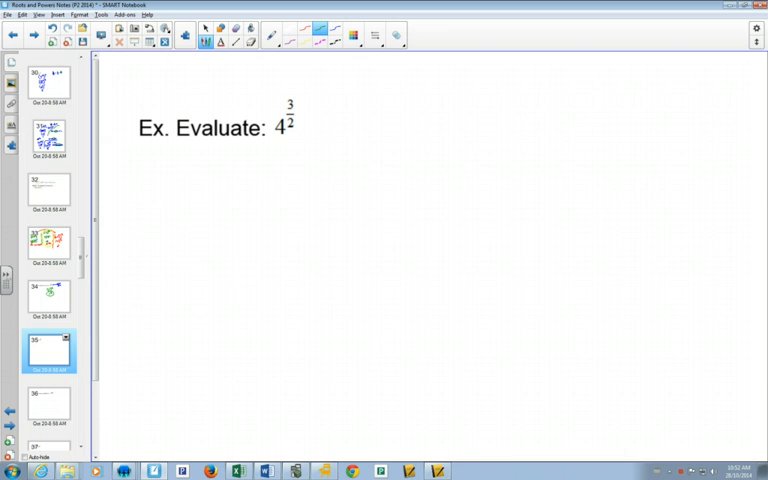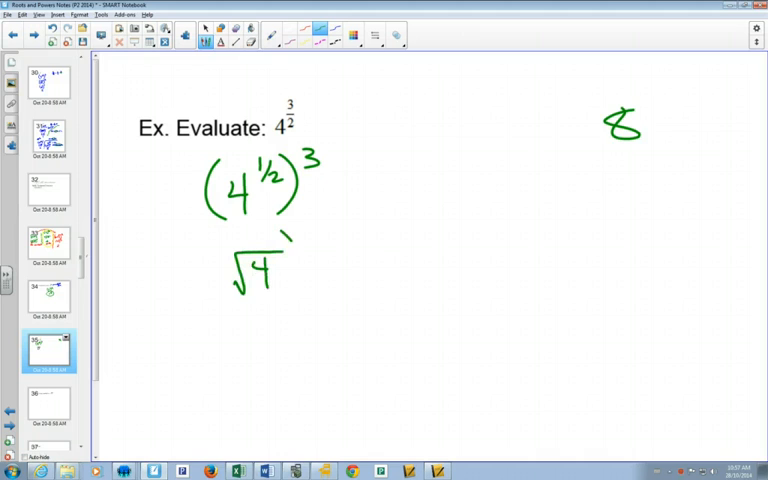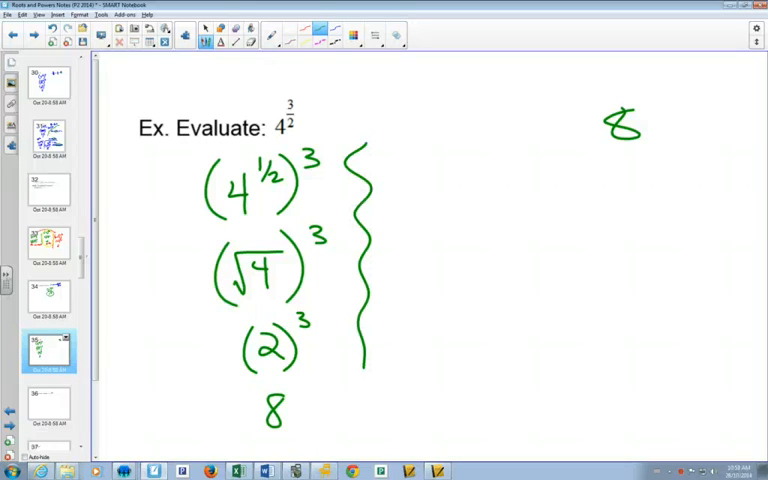Another key word, evaluate. There's the answer. I'm going to come around and check your work. Different methods. The method we've been using the most has been this, where 3/2 is equal to 3 times 1/2. A half is the same as a square root. This becomes 2. 2 cubed is 8. That's using the power law.